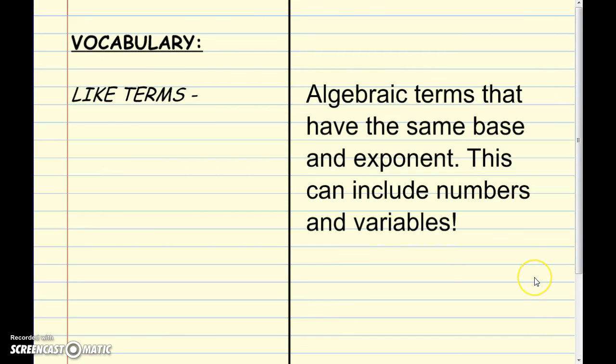So here's our first vocabulary term. What you want to do is grab your vocabulary section, whether you put it in a notebook or in a packet, and go to the L page of your vocab and write down like terms, and then we're going to define it as algebraic terms that have the same base and same exponent. This can include both numbers and variables. Again, this is key: same base and same exponent.